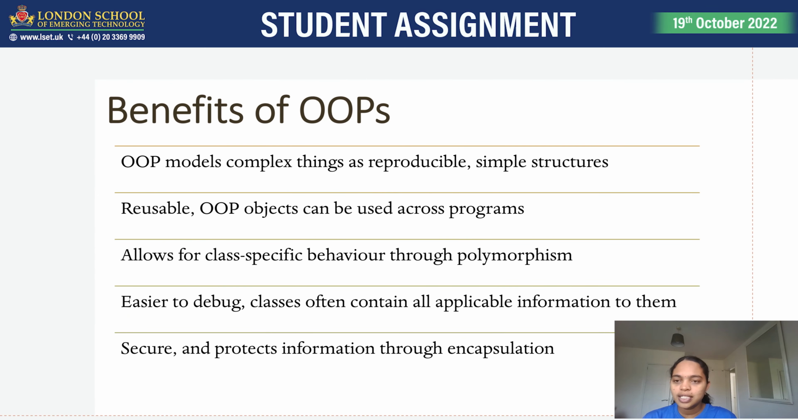The OOPS concept has the following advantages. The OOPS model helps us to model complex things and is reproducible. OOPS programming is easy to debug, and we use the objects throughout the program, which also supports class-specific behavior through polymorphism. The OOPS concept is secure and protects information through encapsulation.